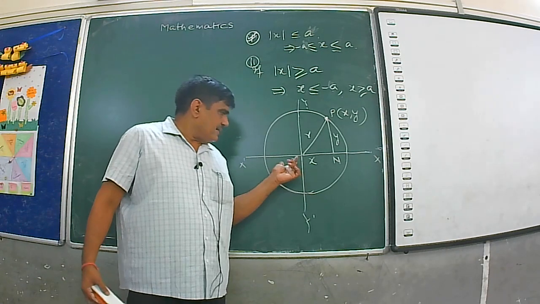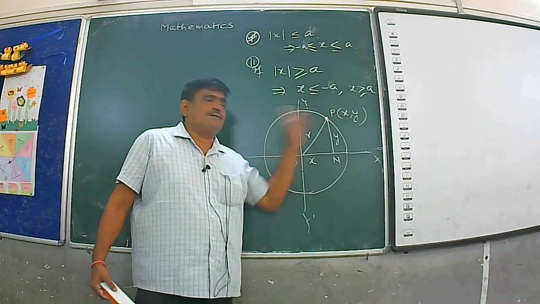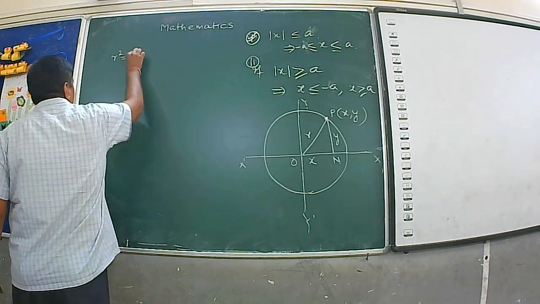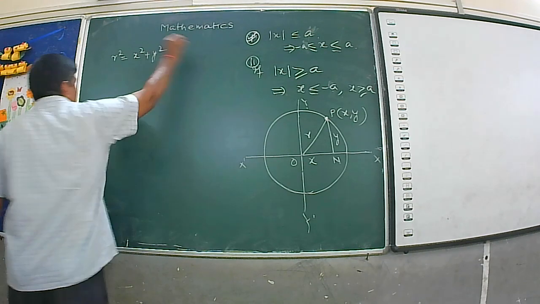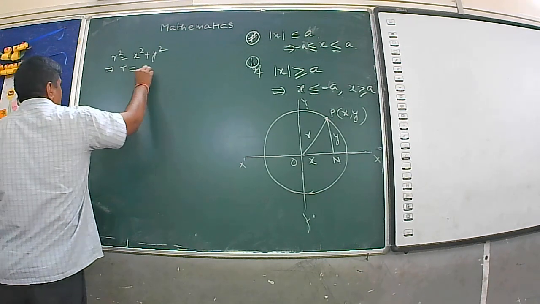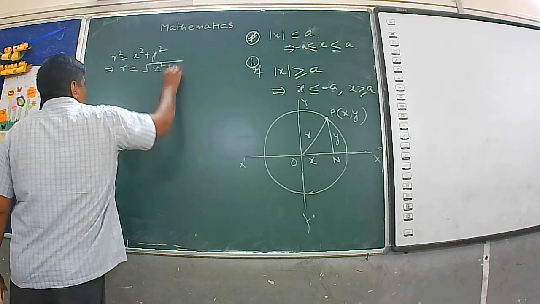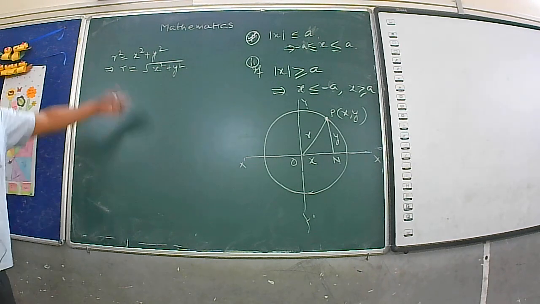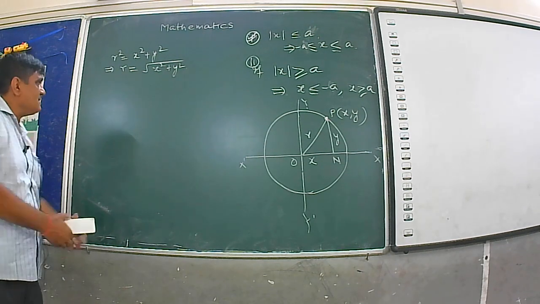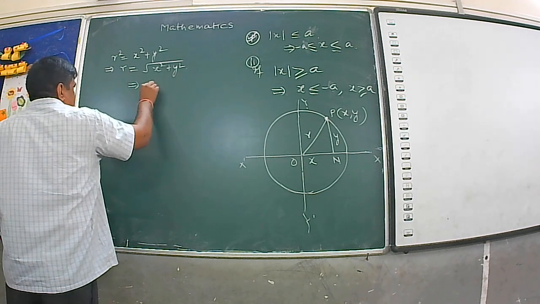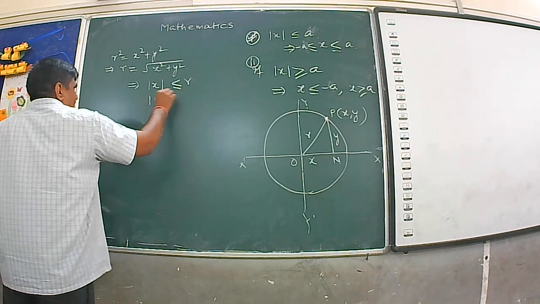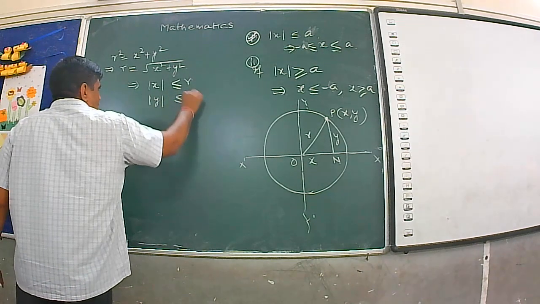Now in the right angle triangle ONP, r square is equal to x square plus y square. This implies that r is equal to root over x square plus y square, the square root of the sum of x square and y square. What is the meaning of this? The magnitude of x is always less than or equal to r, and the magnitude of y is less than or equal to r.